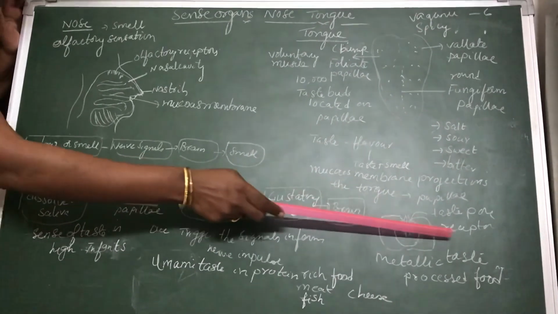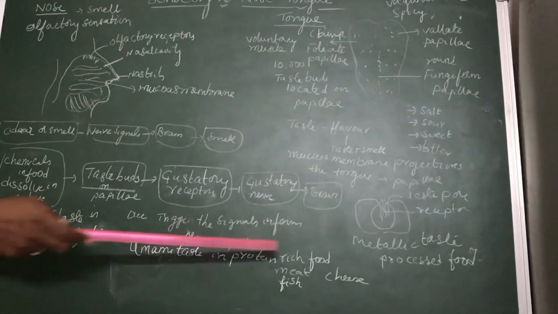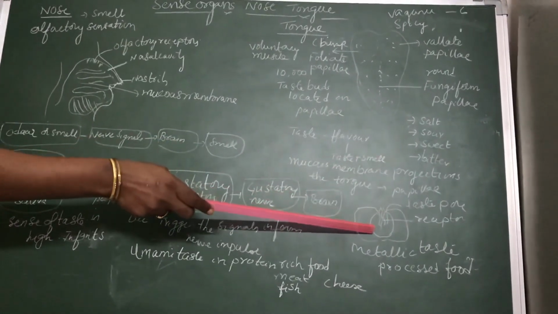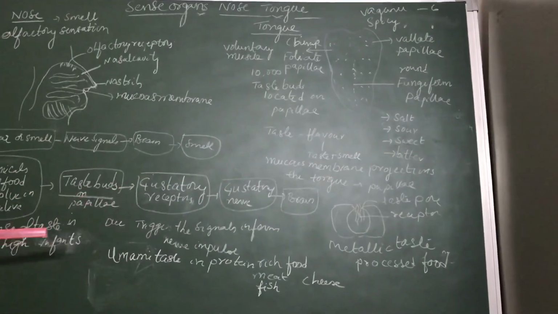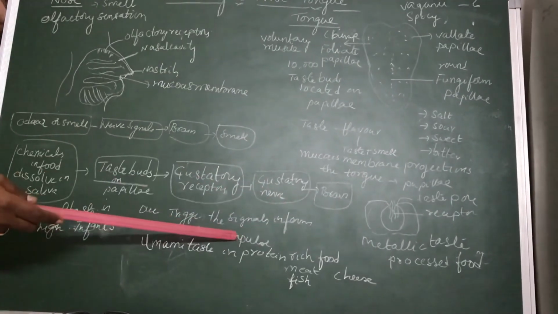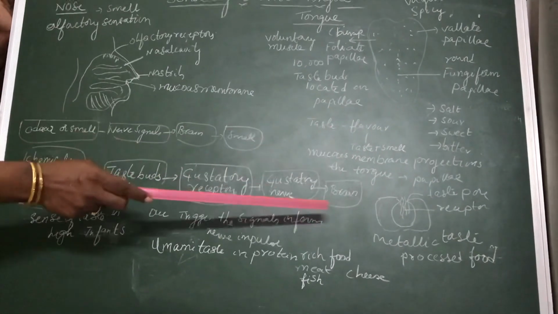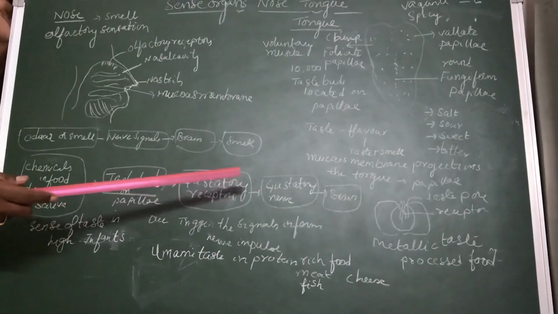These taste buds have receptors. These receptors trigger signals in the form of nerve impulses. Every receptor cell has a nerve fiber. All the nerve fibers join to form a nerve called the gustatory nerve, and the taste is sent in the form of nerve impulses to the brain. The brain analyzes the taste and sends it back to the tongue. Then only we taste the food material.